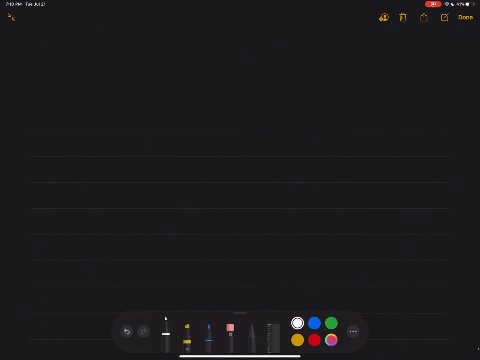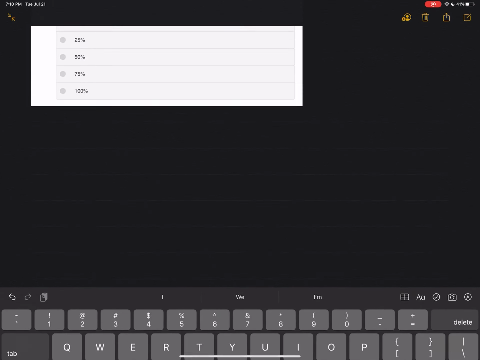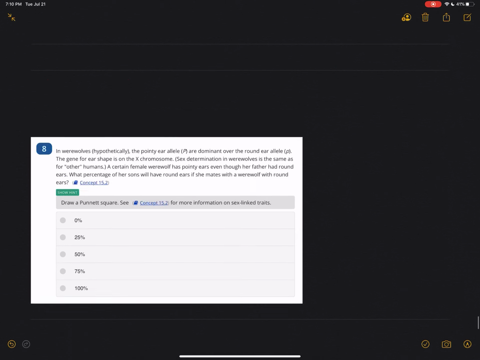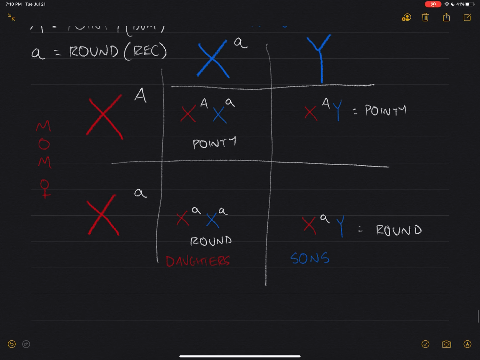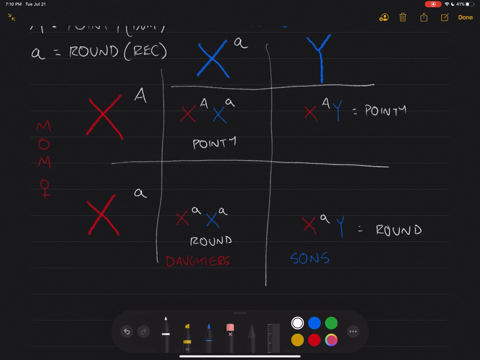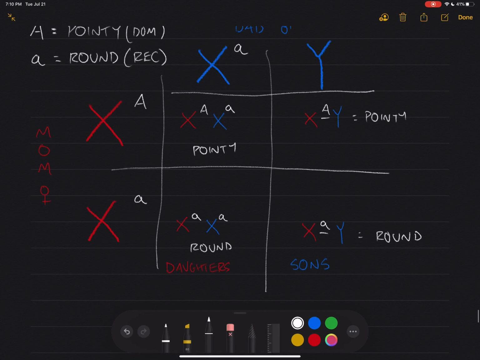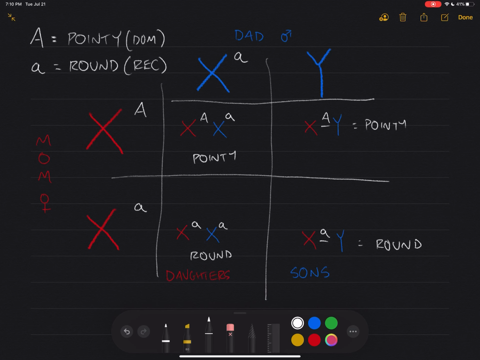So the question reads, oh, the picture disappeared. What percentage of her sons will have round ears? Okay, now we're looking at her sons. What percentage of them will have round ears? Well, from what I see, 50%, right? This is a 1-to-1 here. For every one dominant, she's going to have one recessive, based on all the information we have. So the answer should be 50%. We're going to put that into Mastering here, and that's the right answer.